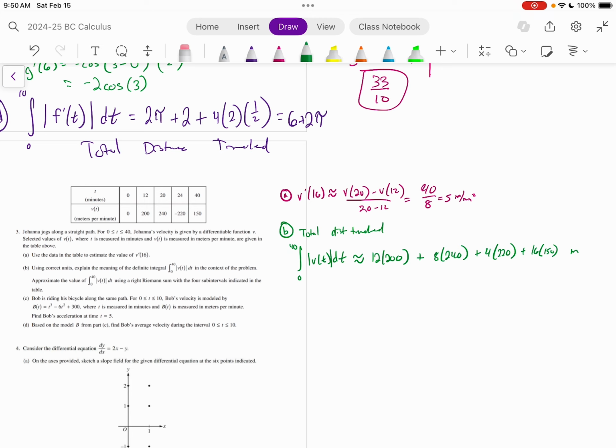Right Riemann sum, that's all they're asking for. All right, our friend Bob is now riding a bicycle. It's kind of a non sequitur, but there we go.